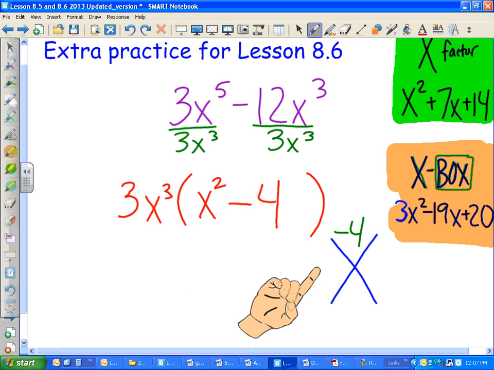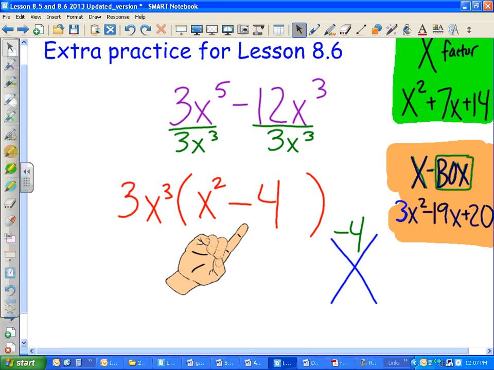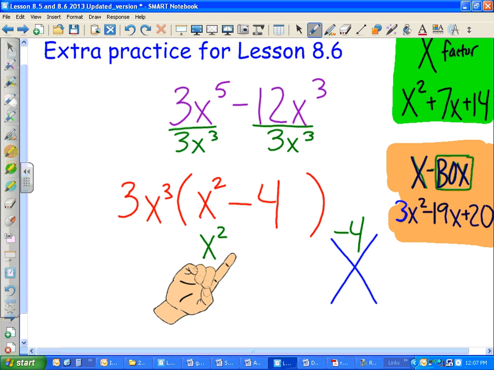Negative 4 on top. Oh, wait a minute. I don't know what is in the middle? There's nothing in the middle here. You know how it'll usually look like this, with something in the middle? Well, there's nothing here. So if there's no number in the middle, guess what number you have to use on the bottom? And hopefully you said 0.